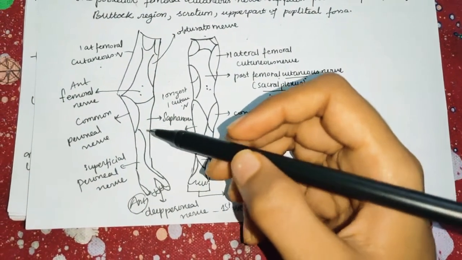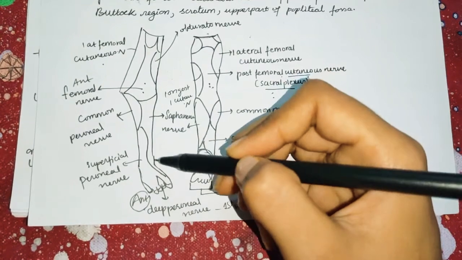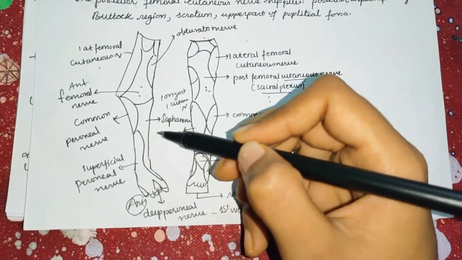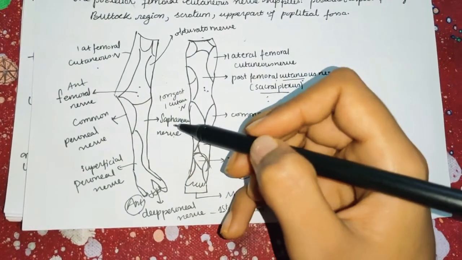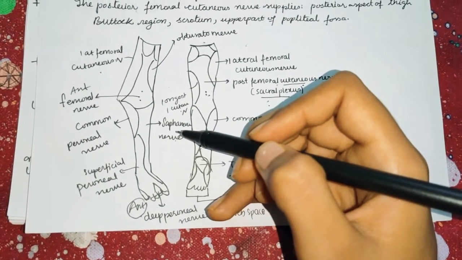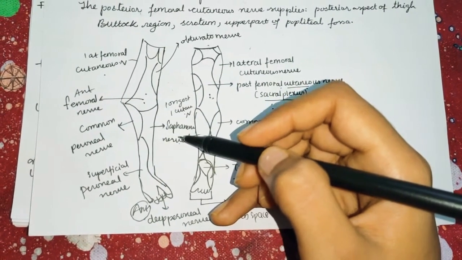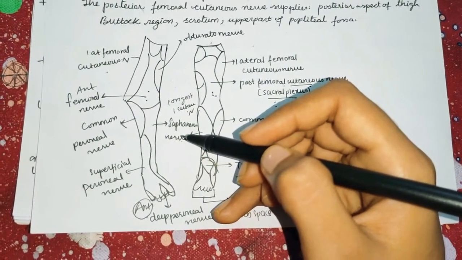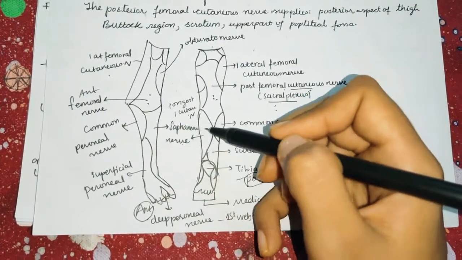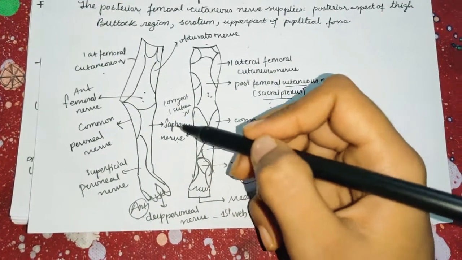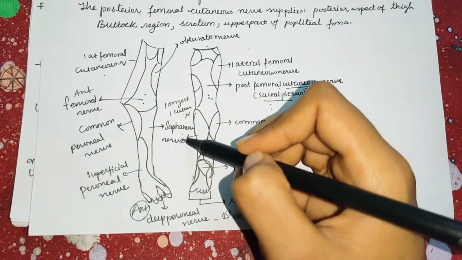In the leg, the medial aspect is mainly supplied by the saphenous nerve. You know, the saphenous nerve is the longest cutaneous nerve of our body. And this saphenous nerve is of course a branch of the femoral nerve. So the medial aspect of the leg, either on the anterior side or posterior side, is supplied by the saphenous nerve.